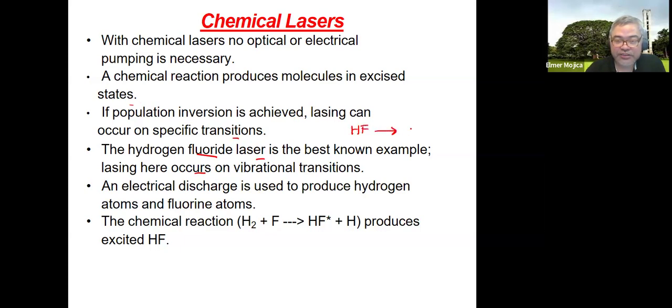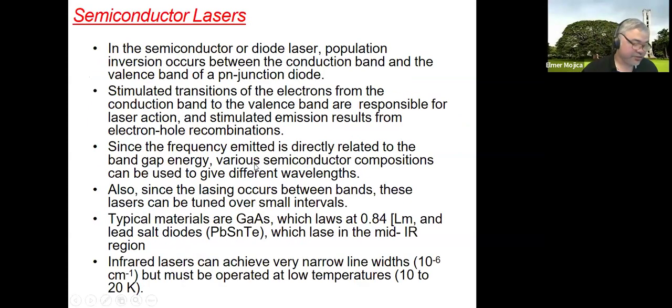So how do you separate that to produce the atoms? Okay, you add energy, and in the chemical reaction H2 with F atom produces excited HF and H. Okay, so you have the excited HF. And then we also have what we call the diode laser or semiconductor. So the population inversion occurs between the conduction band and the valence band of a p-n junction diode.